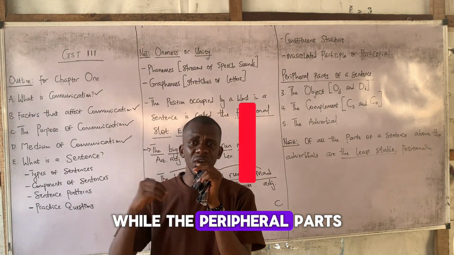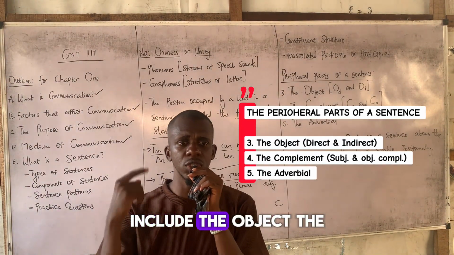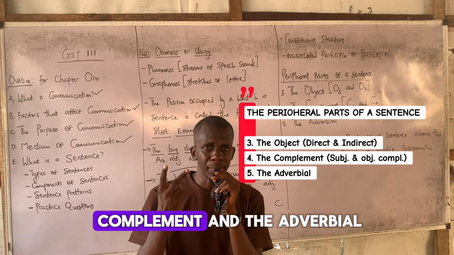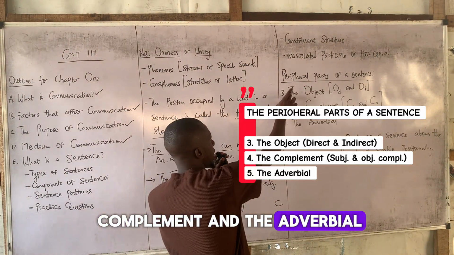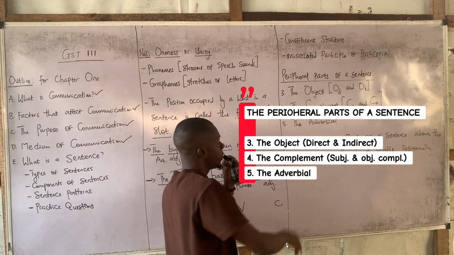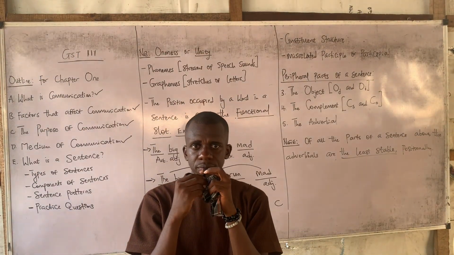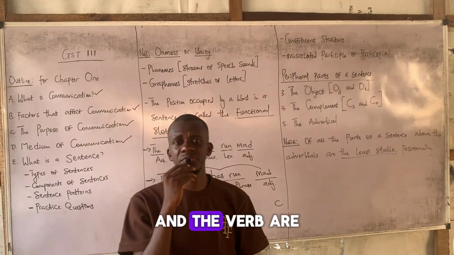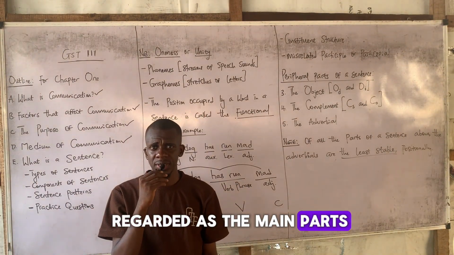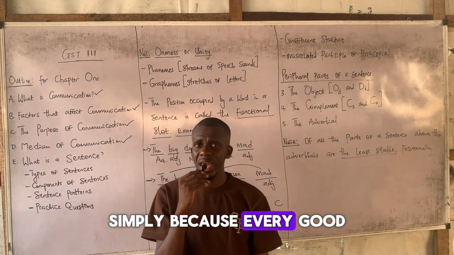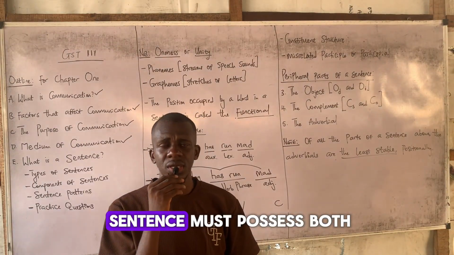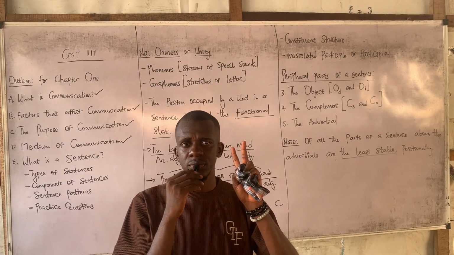While the peripheral parts of a sentence include the object, the complement, and the adverbial. These are the peripheral parts: the object, the complement, and the adverbial. Now, the subject and the verb are regarded as the main parts simply because every good sentence must possess both.